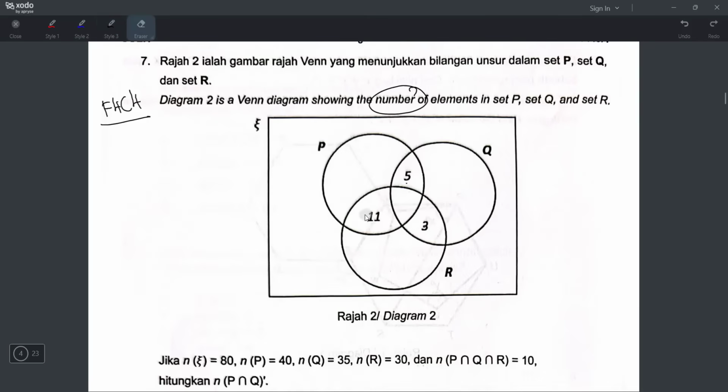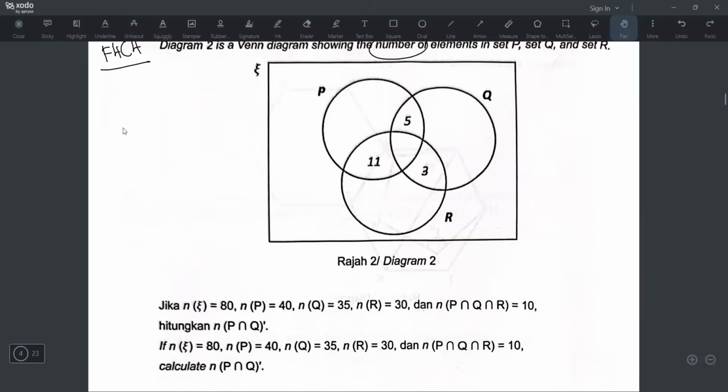But if you see dot, if you see ada dot macam tu, ada titik, ada dot, then that means that's the element. So sekali lagi, kalau ada dot, element. Kalau tak ada dot, number element ataupun bilangan element. So what's the 11 here means? Number of element 11. It means there's 11 dots here, 11 elements here. And then 5 dot, 3 dot, that's what it means. Okay, let's scroll down.